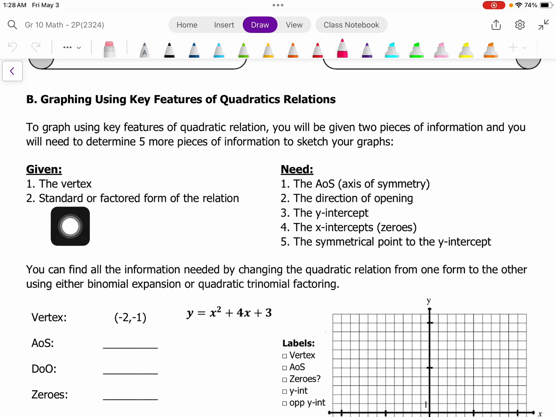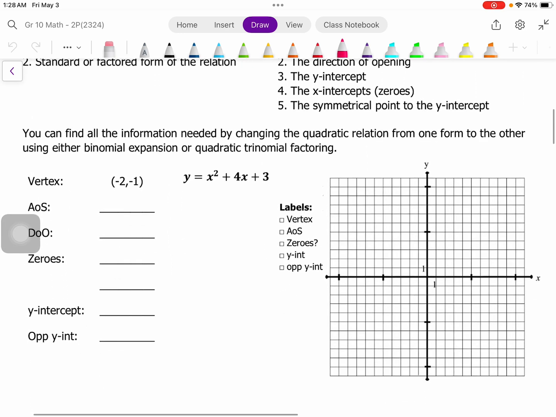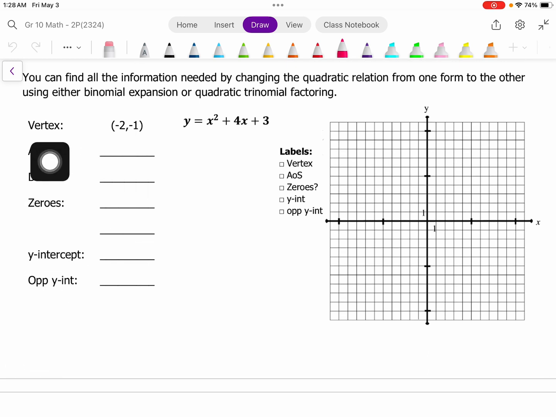So whether we're given standard or factored form, we're going to need both forms of the equation. And in our last unit, we learned how to work from one form to another algebraically. So either we will need to use binomial expansion or quadratic trinomial factoring. So let's take a look at a few examples here. So what are we given?